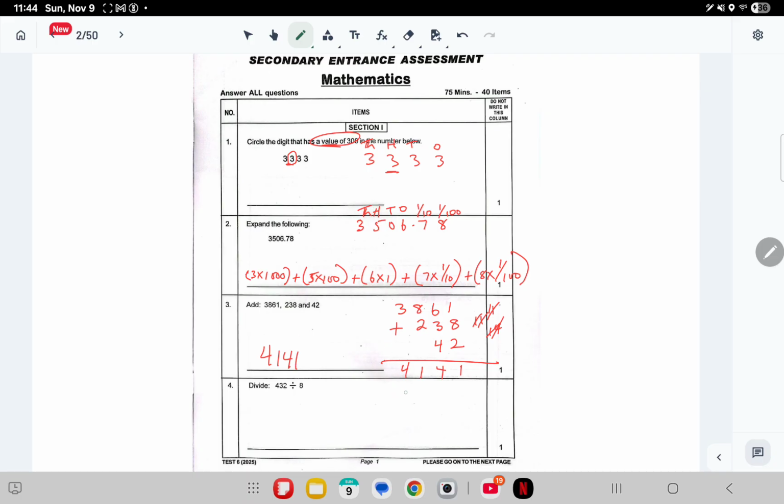Number 4, divide 432 divided by 8. Steps in dividing are divide, multiply, subtract, bring down. So 8 could go into 43. Well, we know 8 cannot go into 4, so we take the first two numbers here. 8 into 43 is 5. 5 times 8 is 40. Subtract, 3. Bring down 2. 8 into 32 is 4. 4 times 8 is 32. Take away, 0. So our answer is 54.